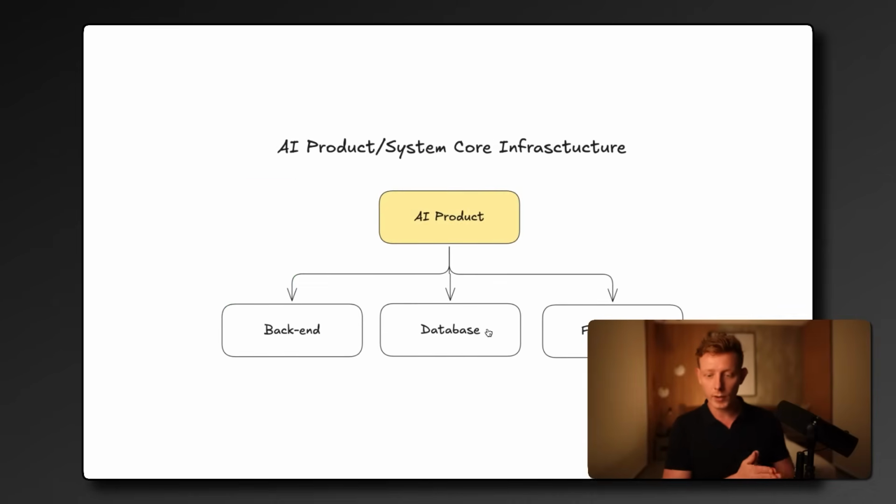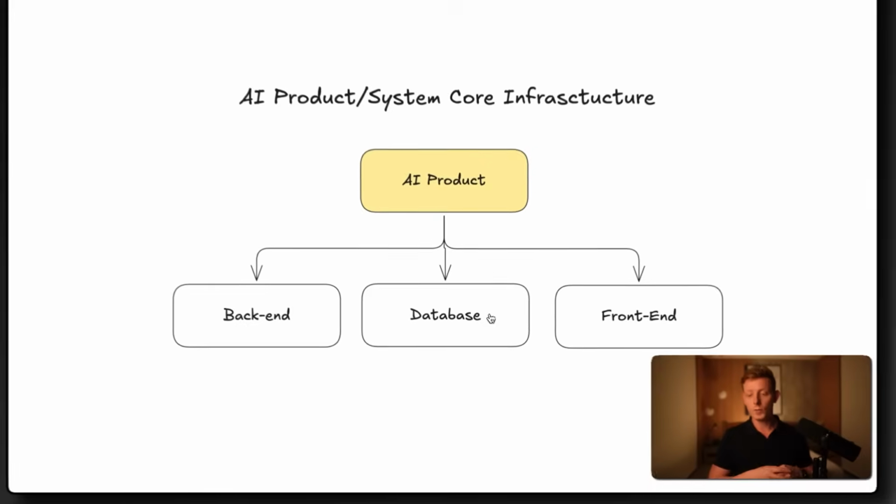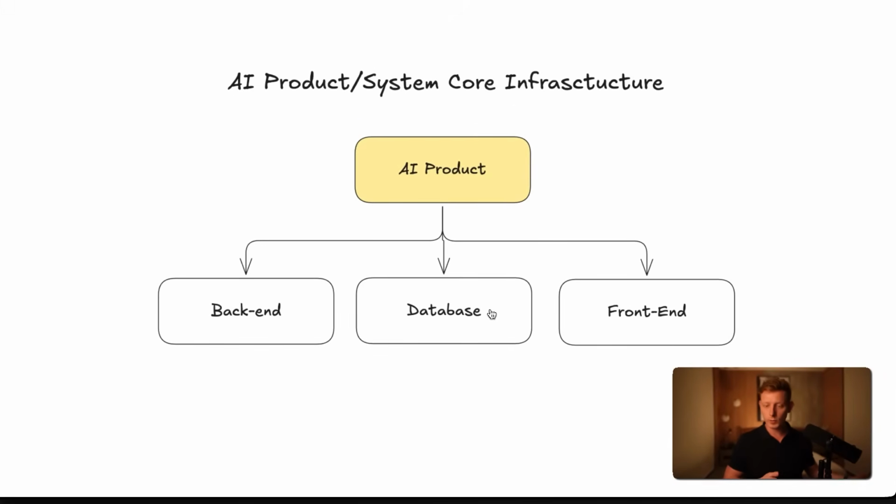So how do you build AI products? I'll first cover the core infrastructure for AI products, then the tools I recommend using when building them, and then I'll cover how to design AI products the right way. Now, the core infrastructure is no different than traditional software, right? We have a backend, we have a database, and a front end. Now, the big difference is in the backend, of course, we're using lots more AI and AI workflows.